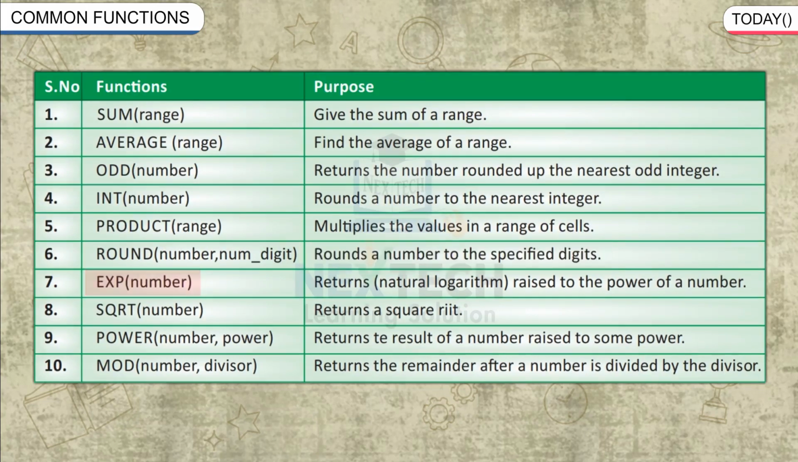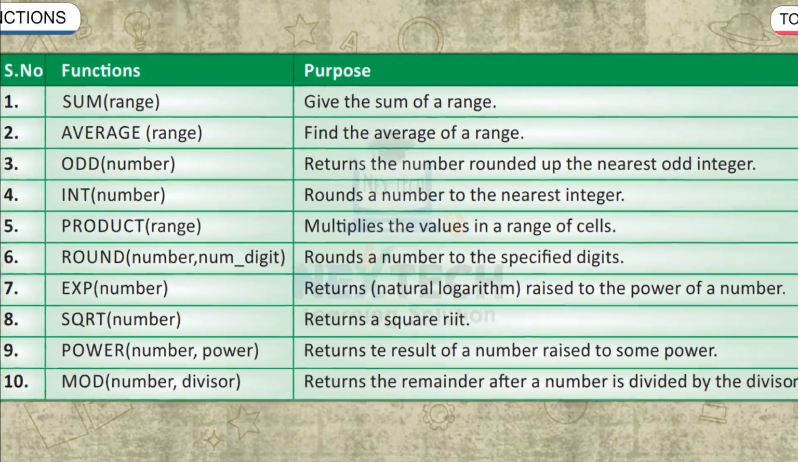Exp, number: returns e raised to the power of a number. SQRT, number: returns a square root. Power, number, power: returns the result of a number raised to some power. Mod, number, divisor: returns the remainder after a number is divided by the divisor.